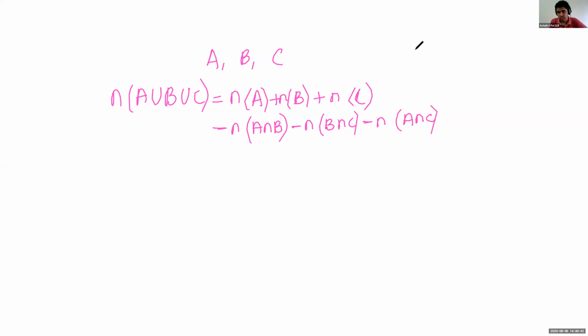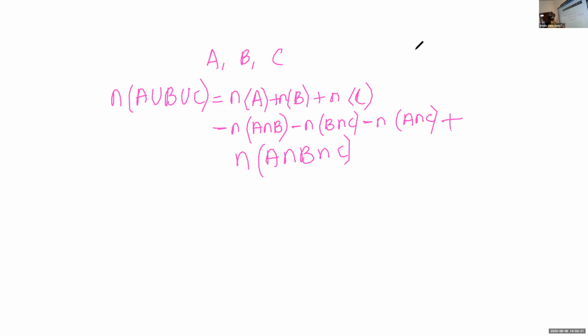It's not over. One more term is there. Plus, 1 set we added. If you take 2 sets, we are subtracting. N of A intersection B intersection C. What's the formula? N of A plus N of B plus N of C minus N of A intersection B minus N of B intersection C minus N of A intersection C plus, here it is plus N of A intersection B intersection C.